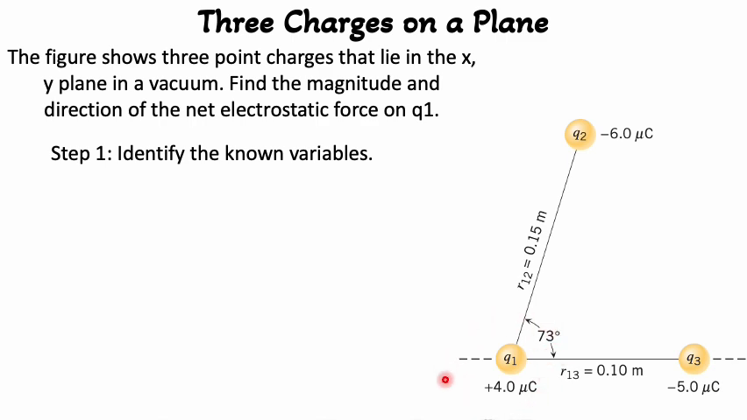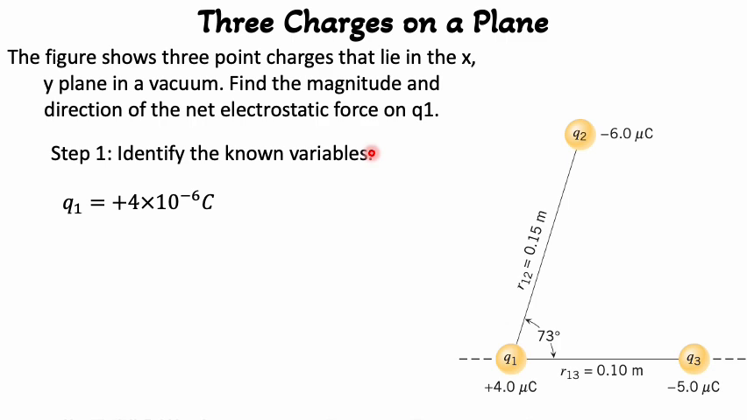So sa Q1 pa rin tayo nakafocus. But this time, hindi na siya line, no? Yung Q2 nasa taas na siya. So, nasa isang plane na siya. Meron na tayong X and Y components. So, the first step that we should do is to identify the known variables. So, isa-isahin natin siya.